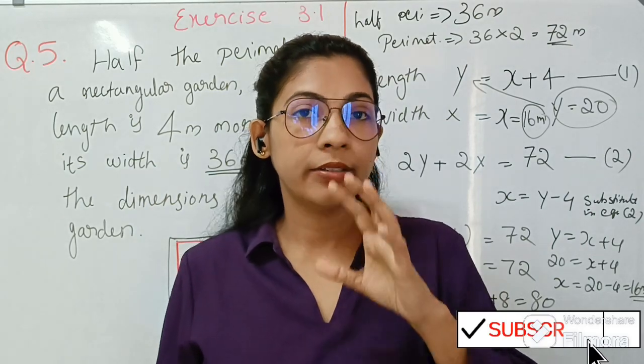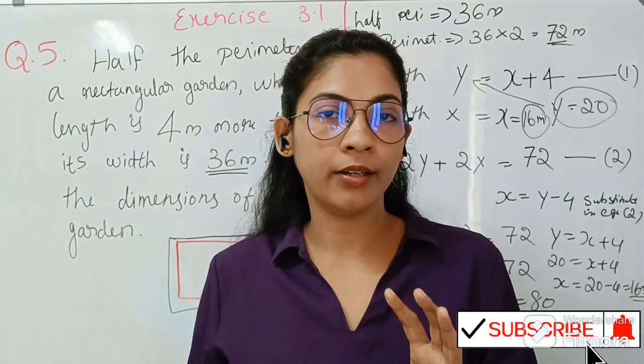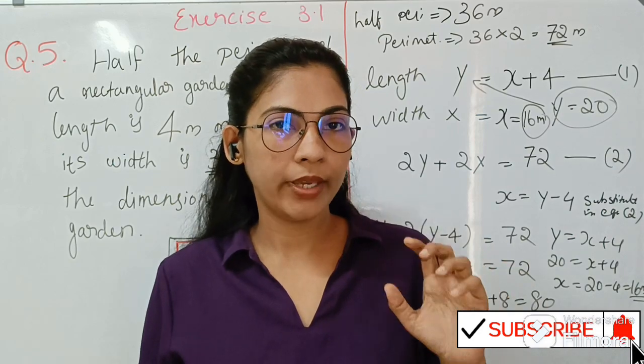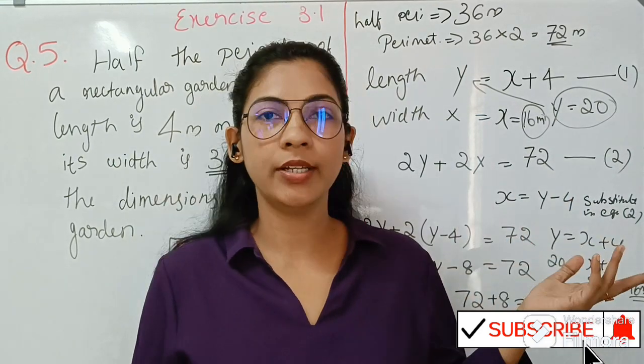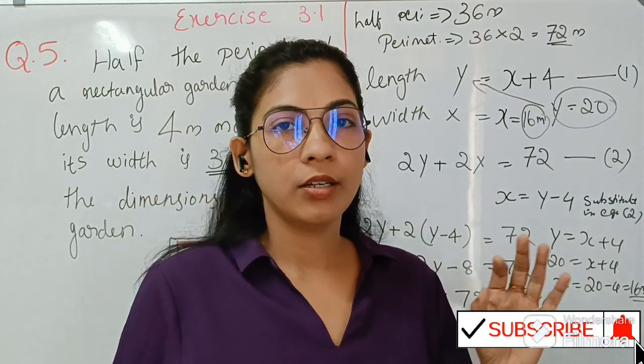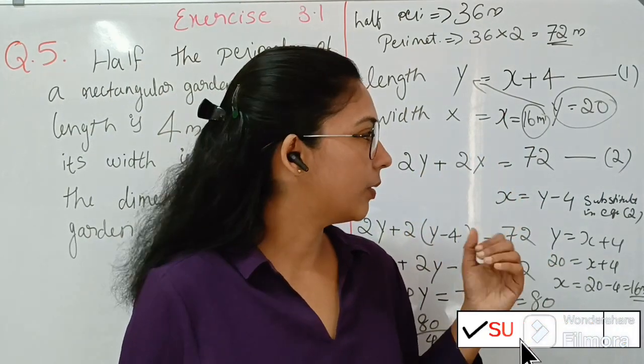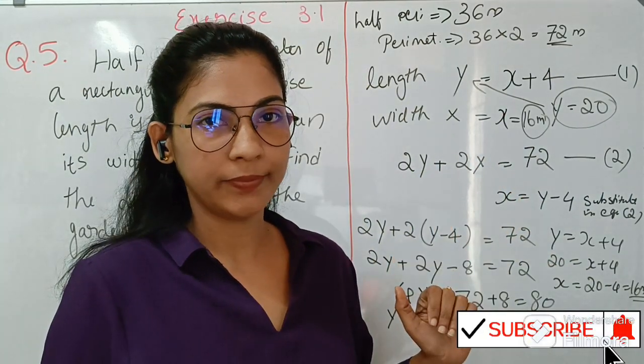Word problems. Read each and every sentence clearly and note down all the hidden points. Then make two equations and after that solve for each variable. So this is the answer.